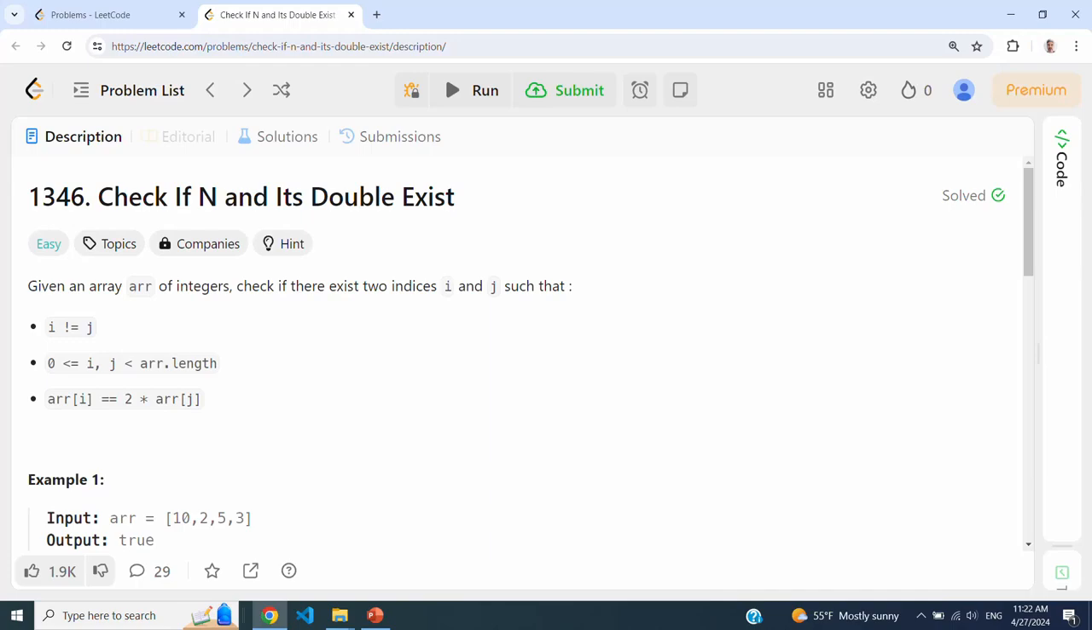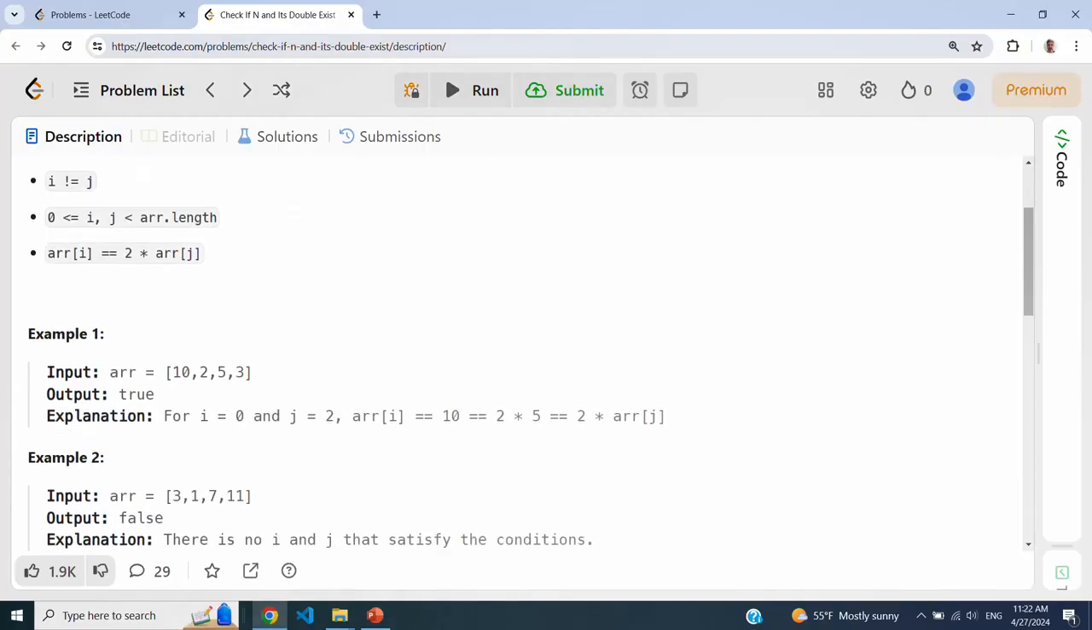Let's solve LeetCode 1346. Check if n and its double exist. Given an array arr of integers, check if there exist two indices i and j such that i is not equal to j and arr[i] is equal to 2 times arr[j].